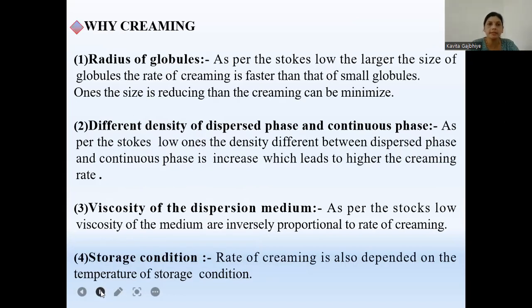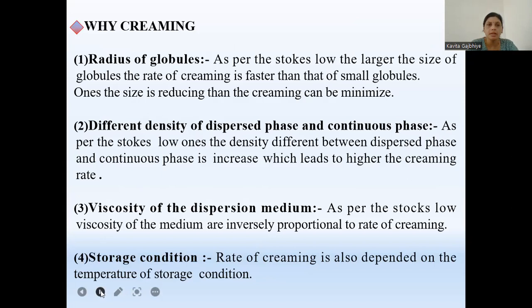So what are the reasons behind creaming? First one is the radius of globules. As per Stokes law, the larger the size of globules, the faster the rate of creaming compared to small globules. Once the size is reduced, then creaming can be minimized. So this is also one of the solutions to overcome the creaming process.